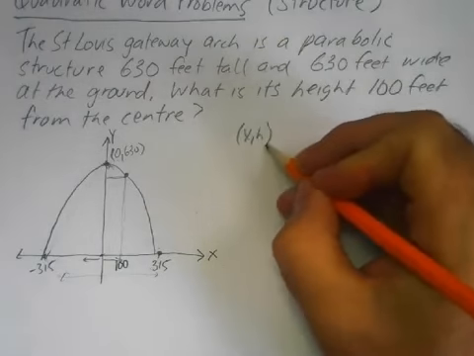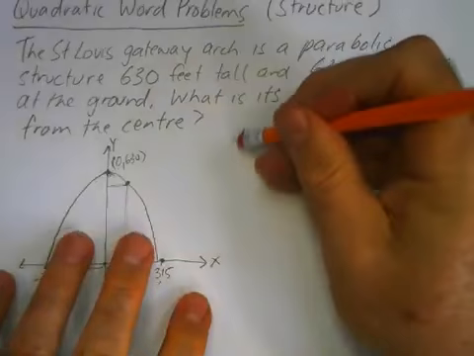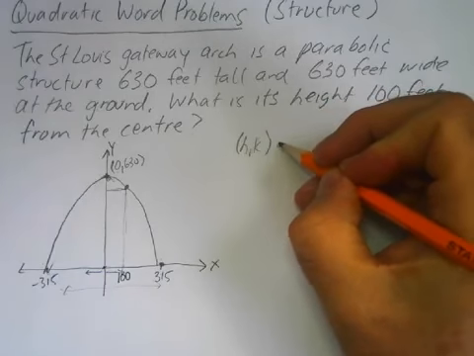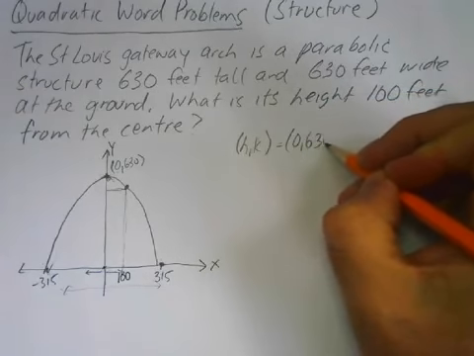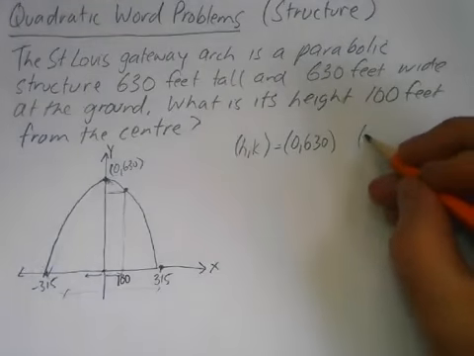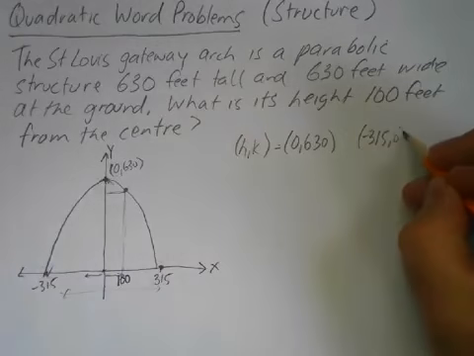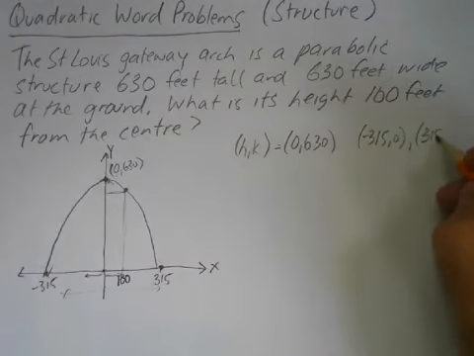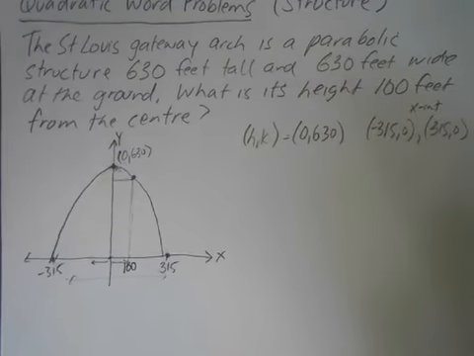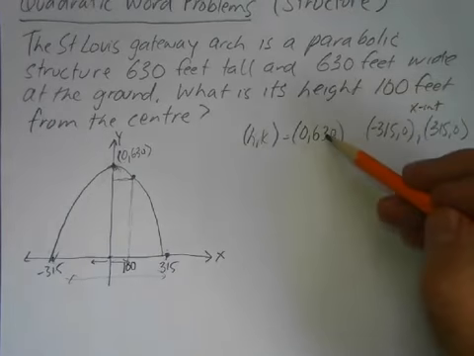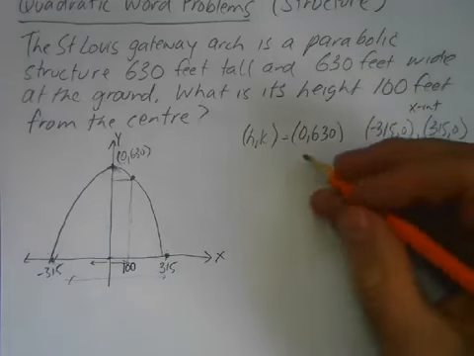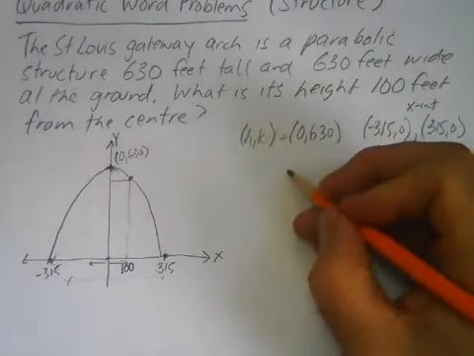So let's just summarize here. Our vertex, (h, k), is (0, 630). And in terms of the x-intercepts, I've got (-315, 0) and (315, 0). These are my x-intercepts. Like I said, we could either start with the vertex and build our equation in vertex form, or start with the intercepts and build our equation in factored form. I'm going to do the vertex just because that's what I feel like.